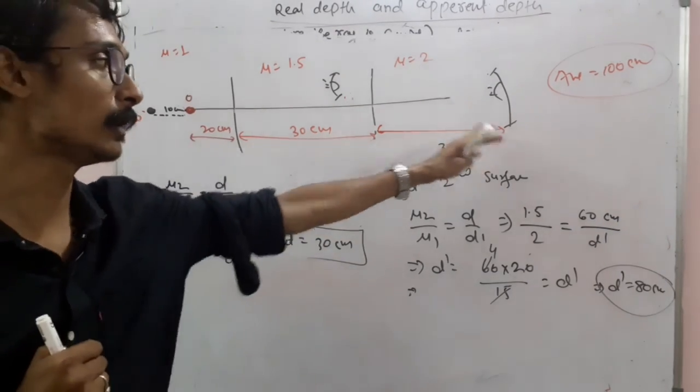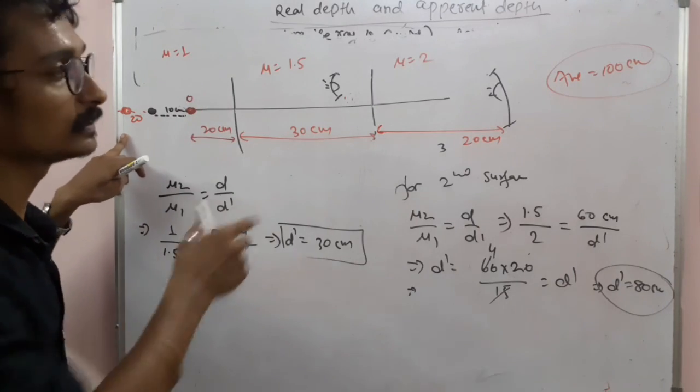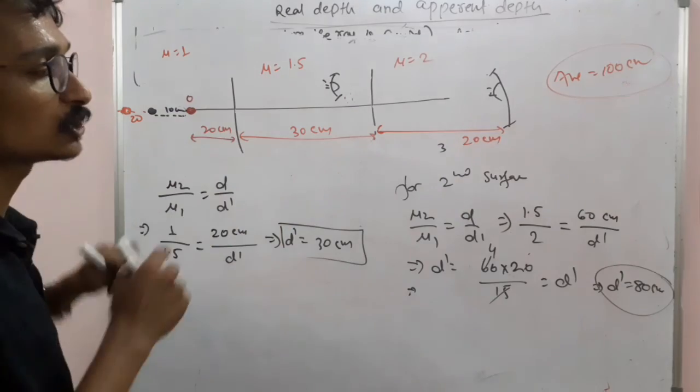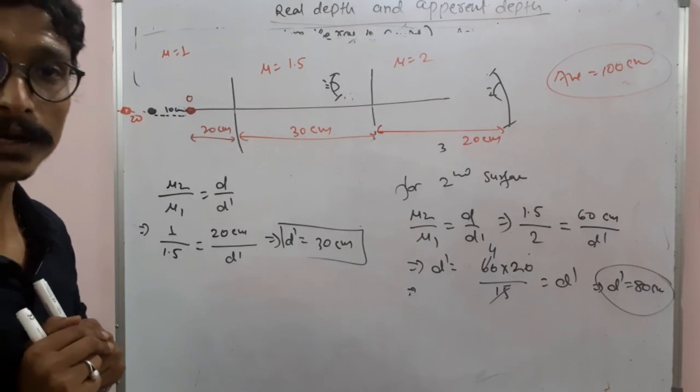Okay, from the observer, what is the distance of the final image formed in this arrangement? The distance between the observer and the final image is 100 centimeter. Clear? Very good.